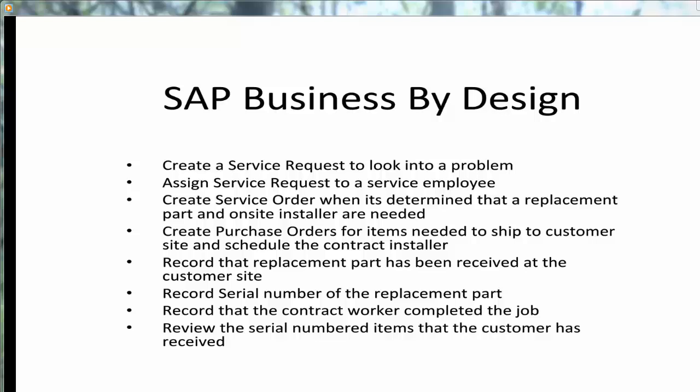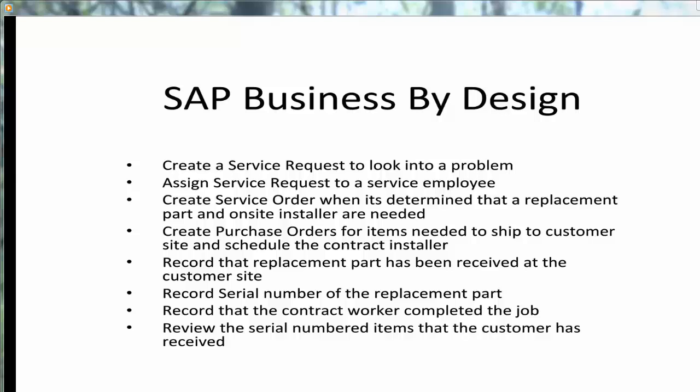If not, they can then create a service order. The service order will identify the replacement part that is needed out at the customer site, and will also identify that they need to have a contract service technician go out to install the part. From the information on the service order, a task is sent to the purchasing person, who can then create a purchase order to purchase the replacement part, as well as a purchase order to negotiate for the contract person to go out there.